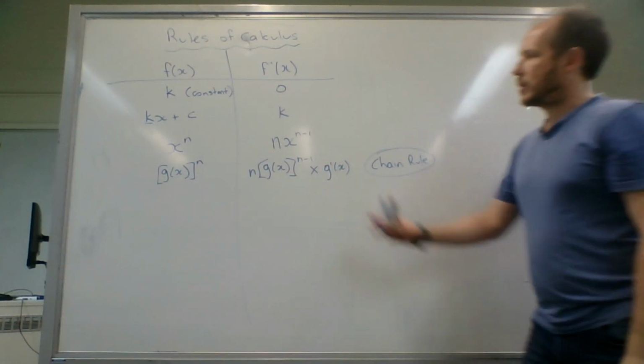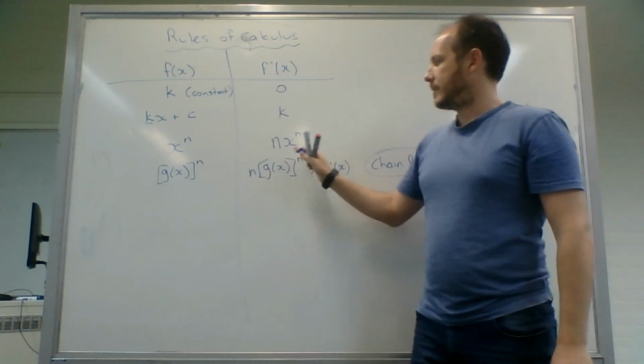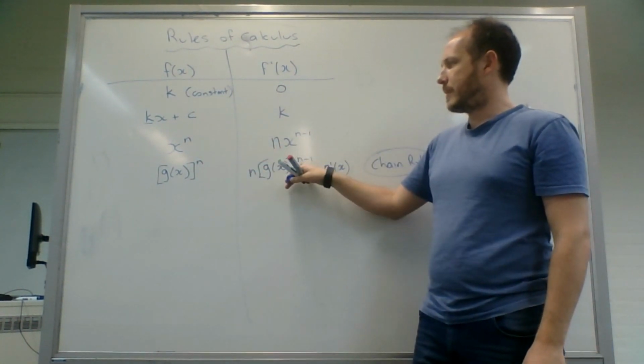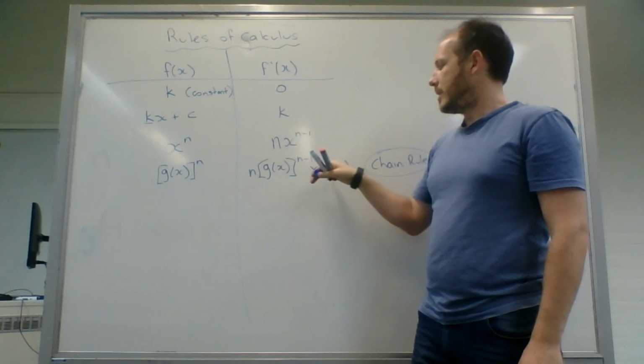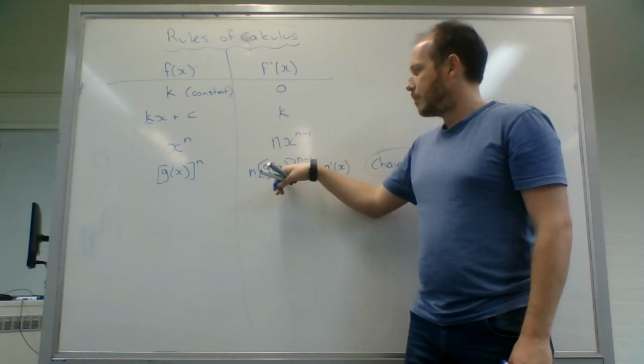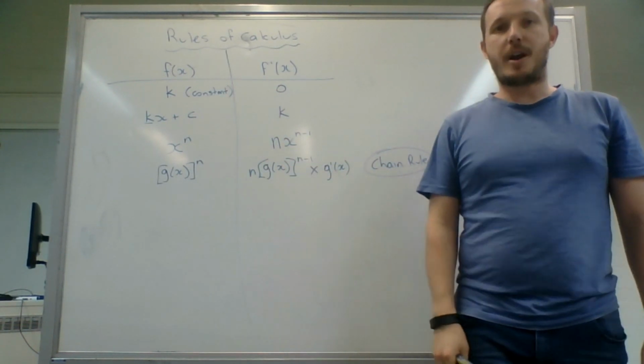Okay. So, function to the n, multiply the n out the front, reduce the power by 1, same as this rule. But then we also have to multiply by the derivative of what's inside the brackets.